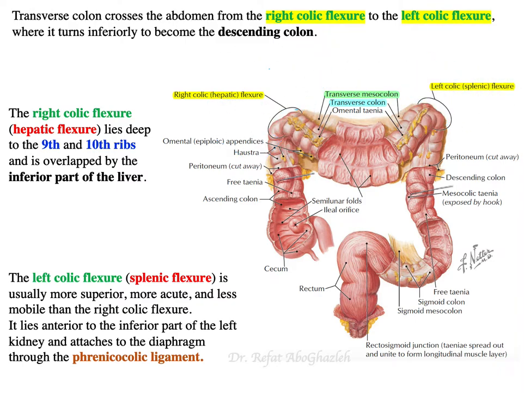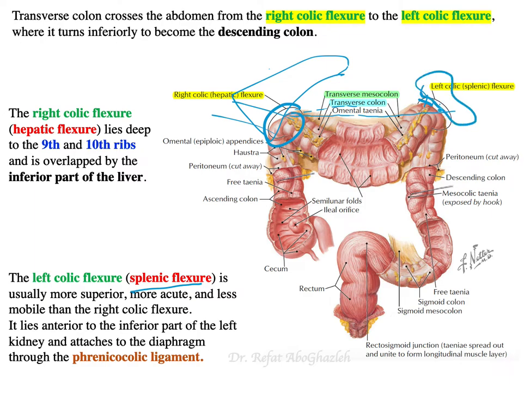Okay, so back again, the right colic flexure or the hepatic flexure lies against the 9th and 10th ribs, which is overlapped, as I mentioned, by the inferior part of the liver, while the left colic flexure, we call it again the splenic flexure, is usually higher than the right one, more acute and less mobile because it's fixed. So you see the spleen, it's fixed to the spleen, it's fixed to the pancreas, and most importantly, to the diaphragm.